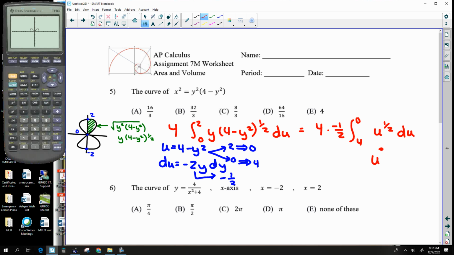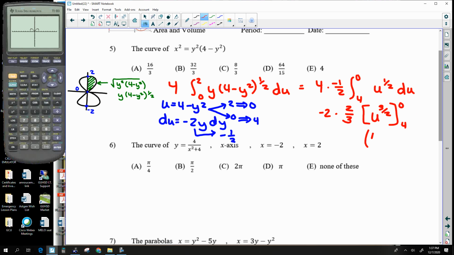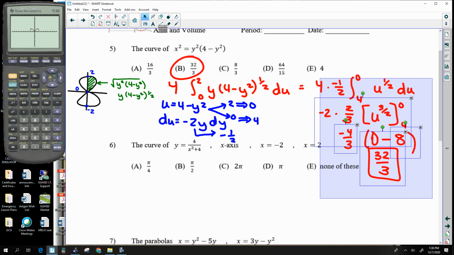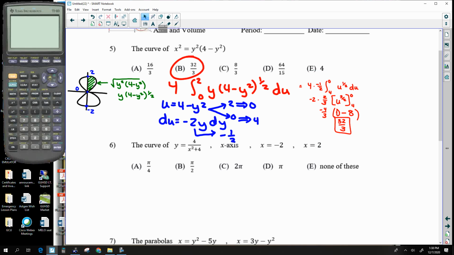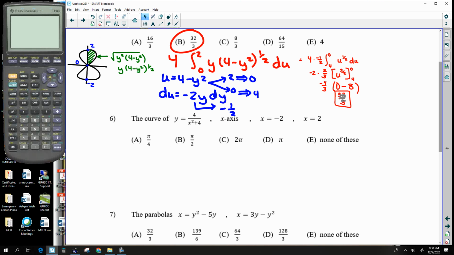All right, so u to the 3 over 2, times 2/3. This is on the -2 that's already on the outside, from 4 to 0. This is 0 minus 8. And so this is positive 32 over 2. That one's a pretty tough question. That one will get you. Okay, hopefully the others aren't as rough.